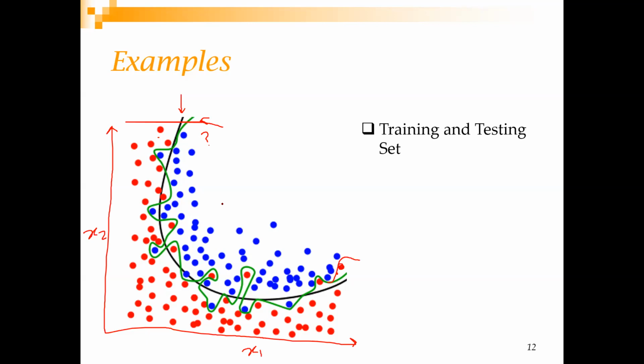And when you have avoided this overfitting, then you call your model more generalized.